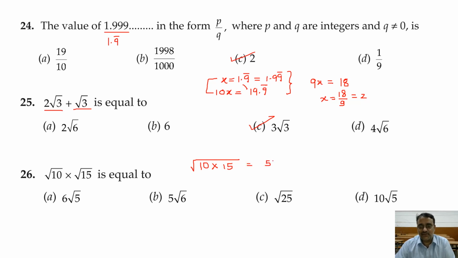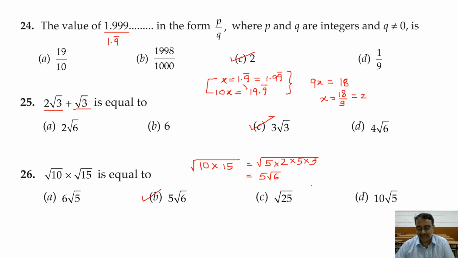So 10 is 5 into 2 and 15 is 5 into 3, right? So now which number is in pair? 5. So we can take it out from the root. So 2 into 3 is left, and so what we are getting? 5 root 6. Okay, which option is the correct one? Option B. Whether this answer is clear?